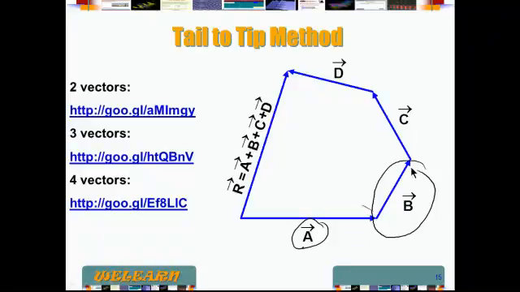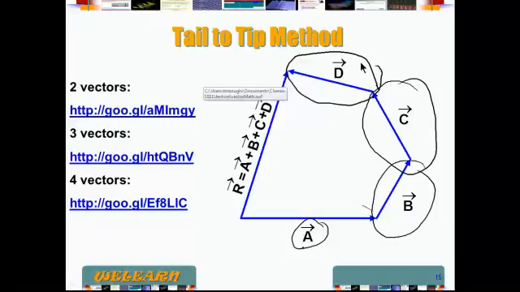Now, at the tip of B, the tail of the next one. In this case, the next one is C. So here we have the tail of C at the tip of B. And then the fourth vector in the sum here is D. We place it at the tip of the last one, which is C. So the tail of D, we place it at the tip of C.